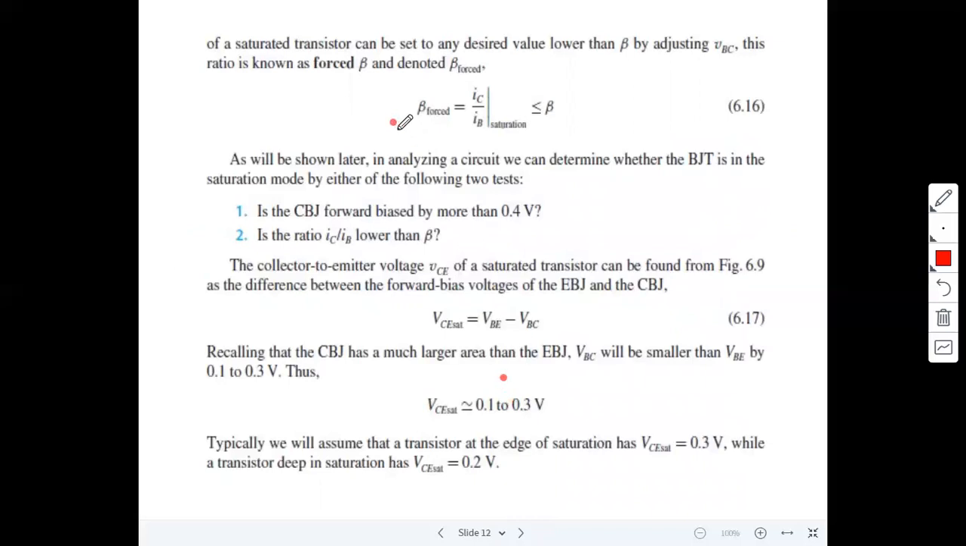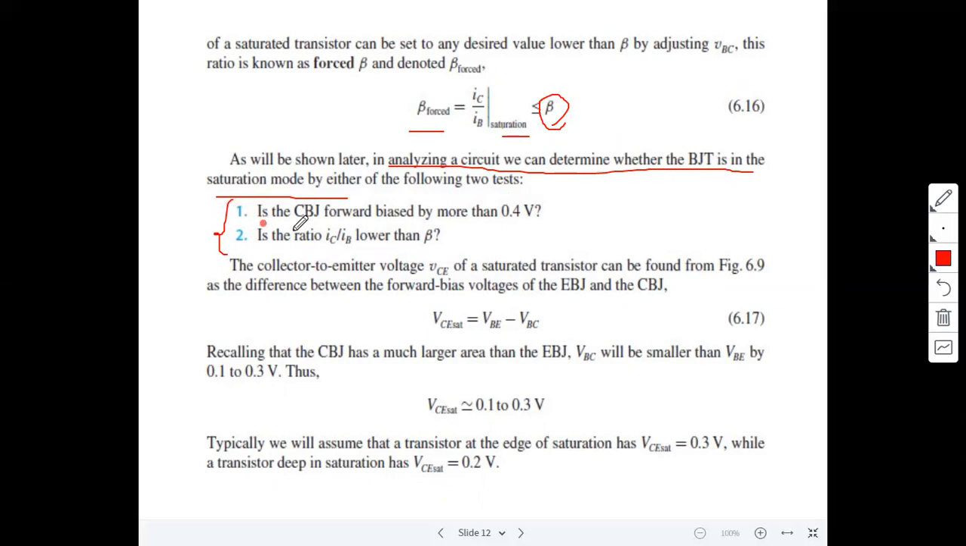Now what happened means beta forced, IC by IB in saturation, is less than or equal to beta value in active region. And one more observation here is, in analyzing the circuit, we can determine whether the transistor is in saturation mode by using two tests. How can we determine whether transistor operated in saturation region or in active region?